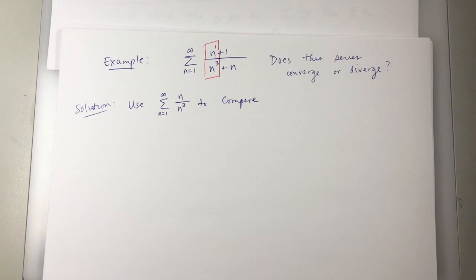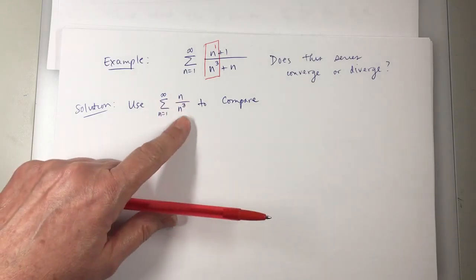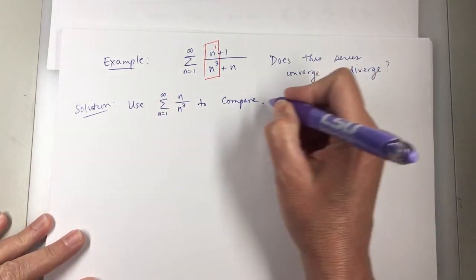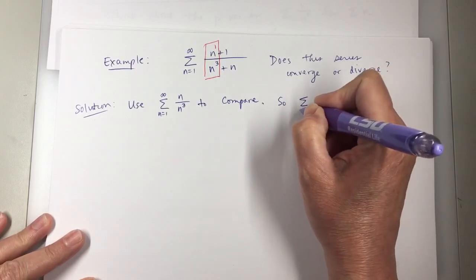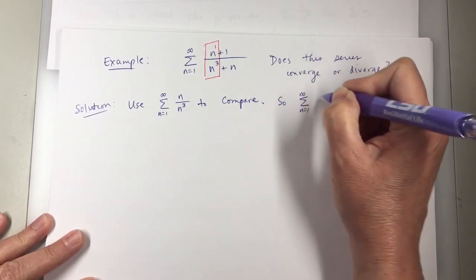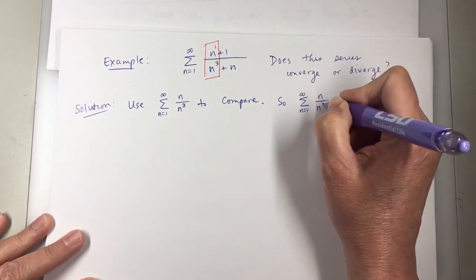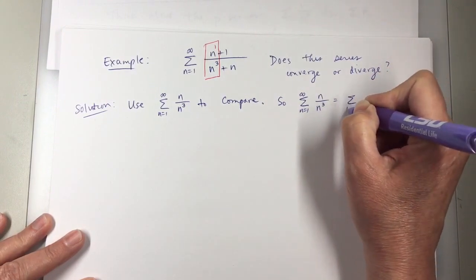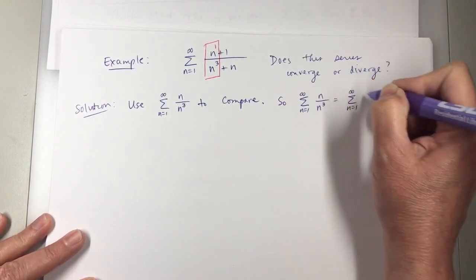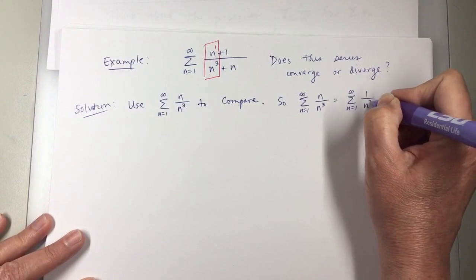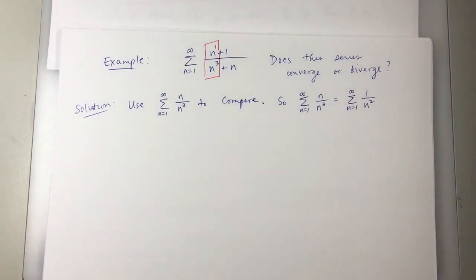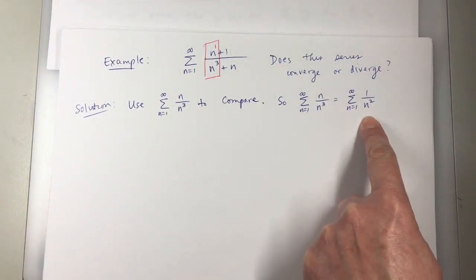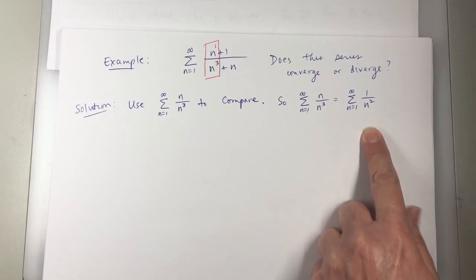Now you can reduce this n over n cubed. So that's the series as n goes from 1 to infinity of n over n cubed, and that equals the series as n goes from 1 to infinity of 1 over n squared. And you know what happens to this. It does what? That converges.